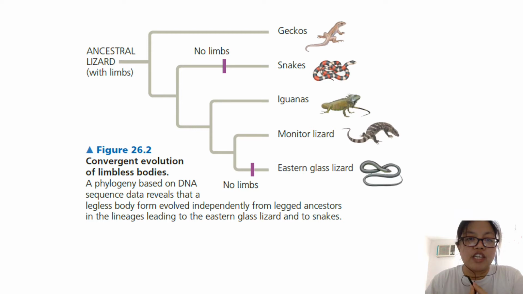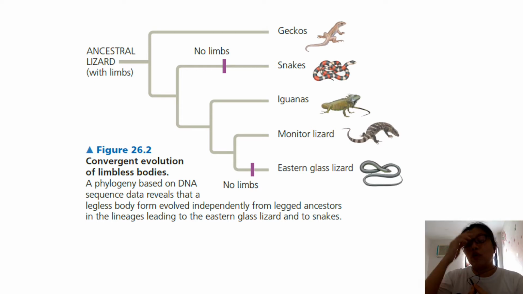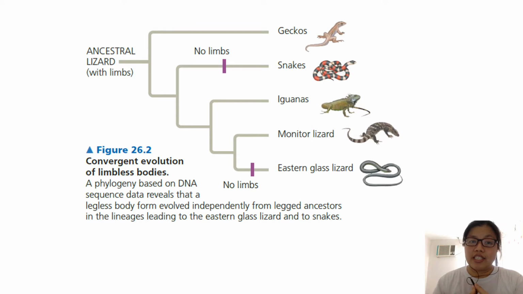So in the phylogenetic tree, as you can see, there is an ancestral lizard which gives rise to different kinds of species like geckos, snakes, iguanas, monitor lizards, and the eastern glass lizard. In this group, there are two organisms that don't have legs, the snakes and the eastern glass lizard. But as you can see from these purple lines here, the loss of limbs happened on two different occasions. So, hindi dahil pareho silang walang legs, magkamag-anak na sila. Yung pagkawala ng kanilang legs ay nangyari at different or independent events.